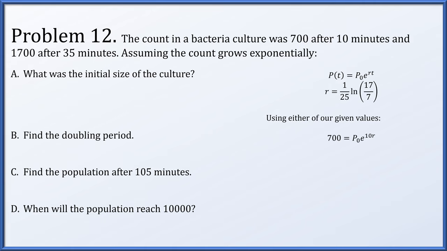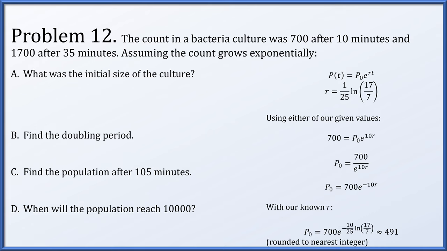We are trying to solve for the initial population, so divide both sides by e to the 10r. We end up with that the initial population is 700 times e to the negative 10r. Now we can plug in our known value of r: 700 times e to the negative 10 over 25 times the natural log of 17 over 7, and at this point we can plug into a calculator and round off to the nearest integer that our initial population is about 491 bacteria.